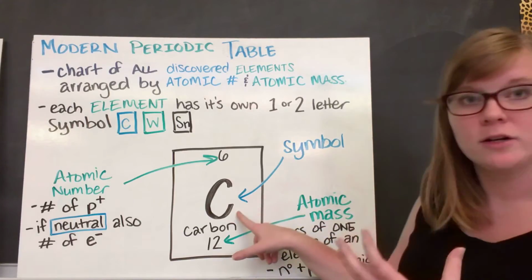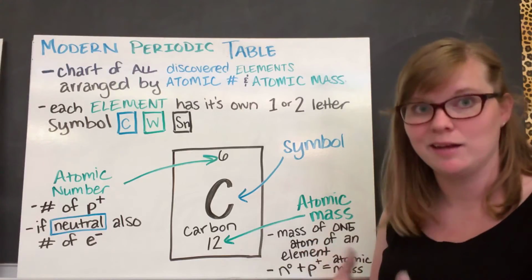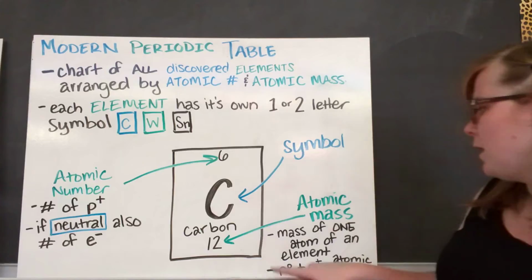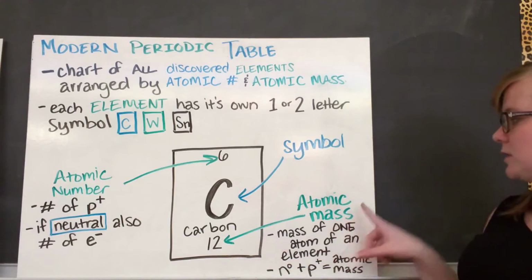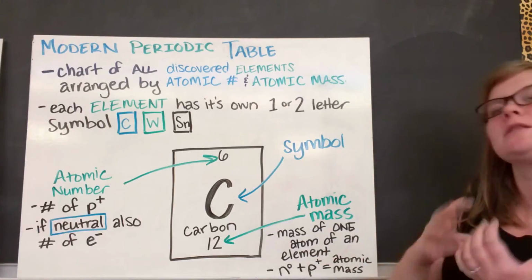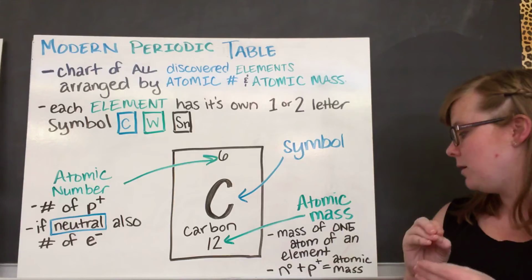Now, big letter in the center, simply its symbol. So this is going to be a way we stand in instead of having to write carbon over and over and over and over again. All right, and this bottom number here, so this is its atomic mass. So atomic mass is really interesting. So this is the mass of one atom of an element, is its atomic mass.